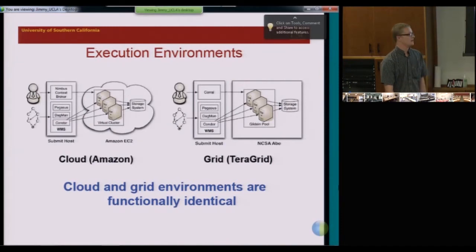So this is what the execution environments look like. Like I said, we're comparing to grid. In one case, this is the TeraGrid, or XSEDE now. This is from a couple of years ago.